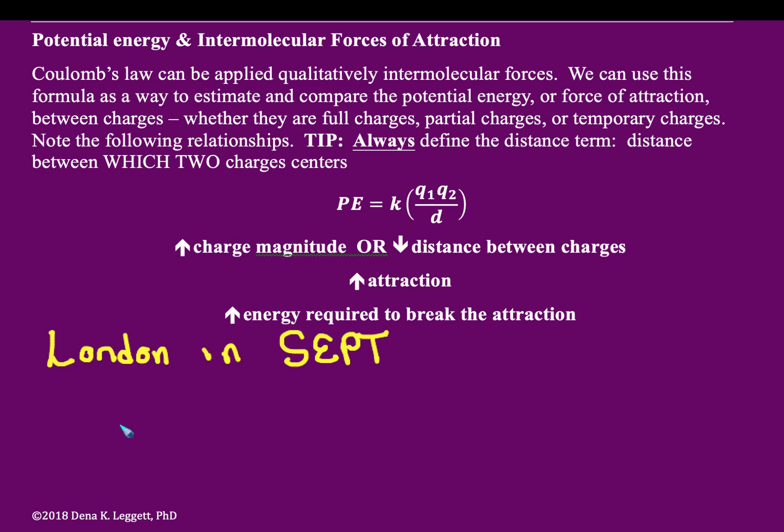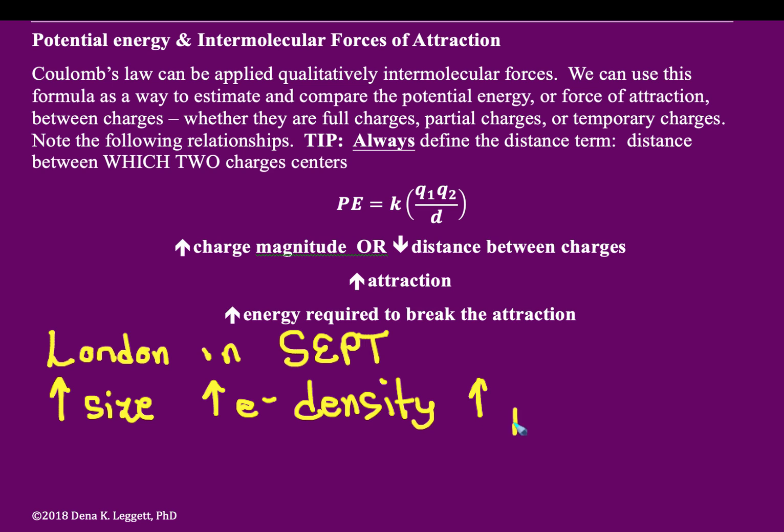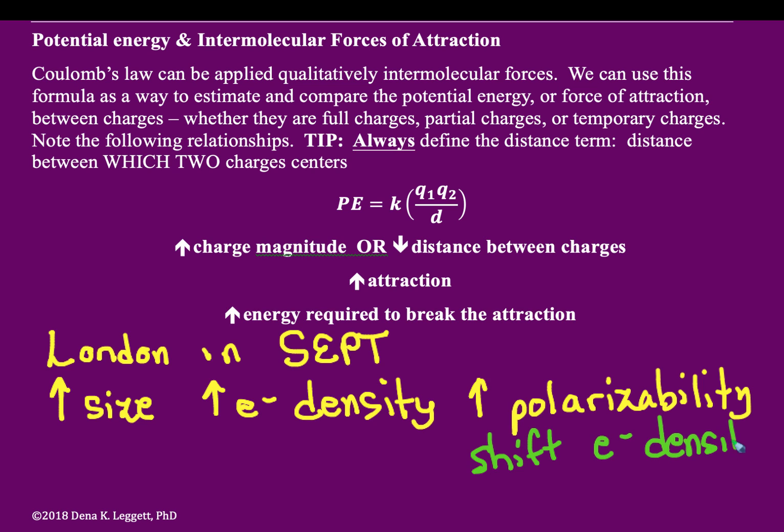That London dispersion forces, as you increase the size of the molecule, you increase the electron density. There's just on a time averaged basis more electrons in probability in a given area. You're going to increase the polarizability. I'm going to give an analogy for that in just a minute. The polarizability is the ability to shift electron density, to move those electrons from one side of the molecule to the other side of the molecule. And when that happens, I have an increase in my temporary dipole.